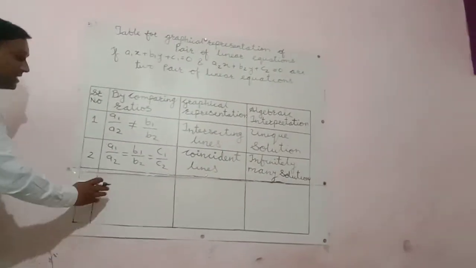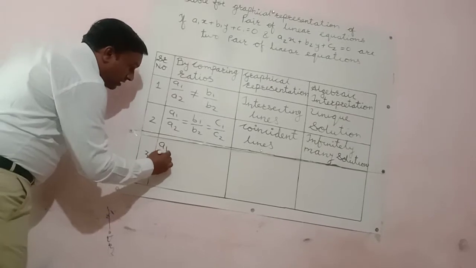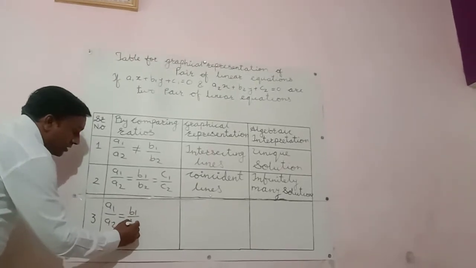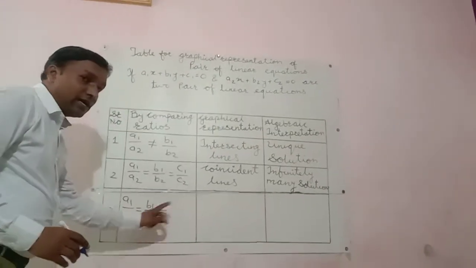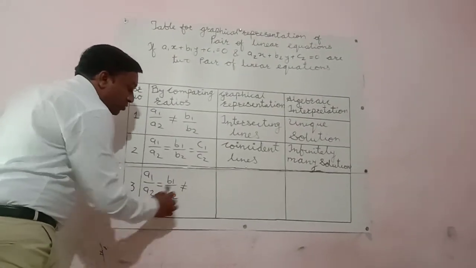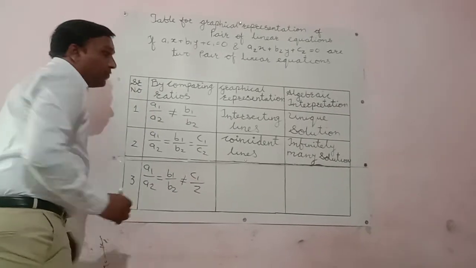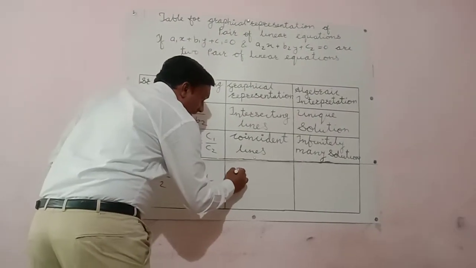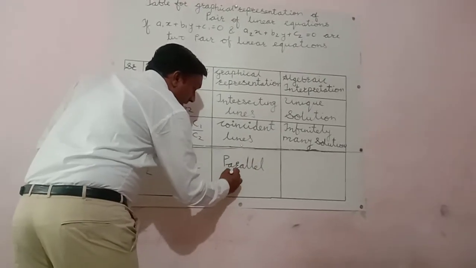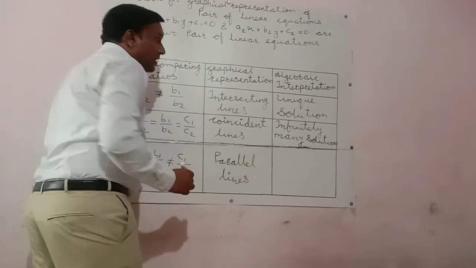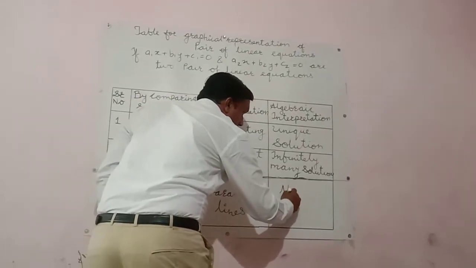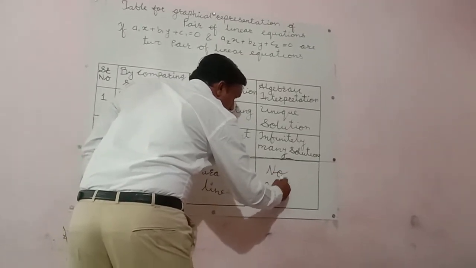Next, the third condition is there. If the ratio a1 upon a2 equal to b1 upon b2, but the third ratio c1 upon c2 is not equal to both a1 upon a2 and b1 upon b2, so we get parallel lines. In this condition, we get no solution.